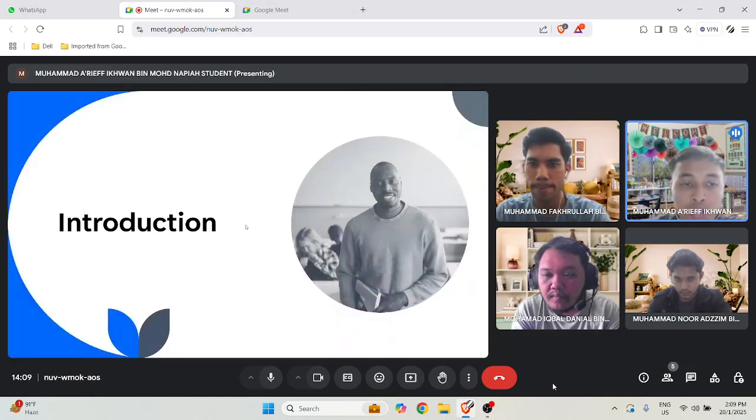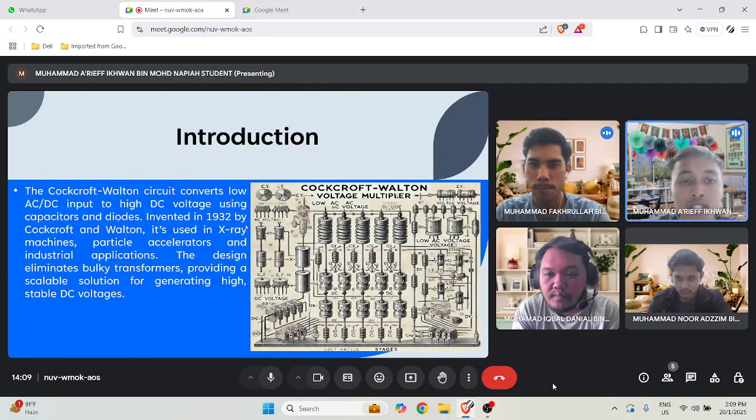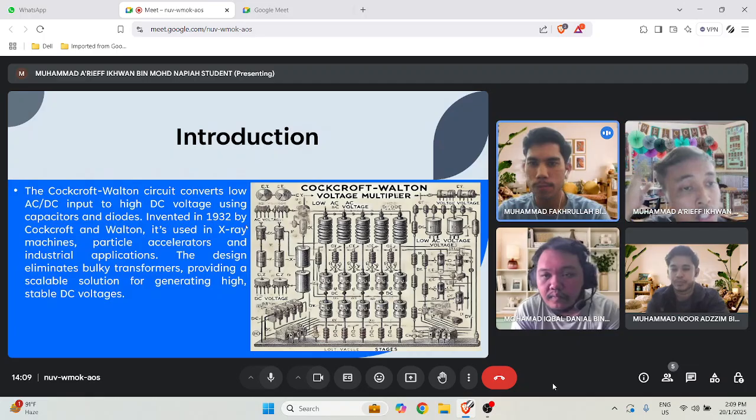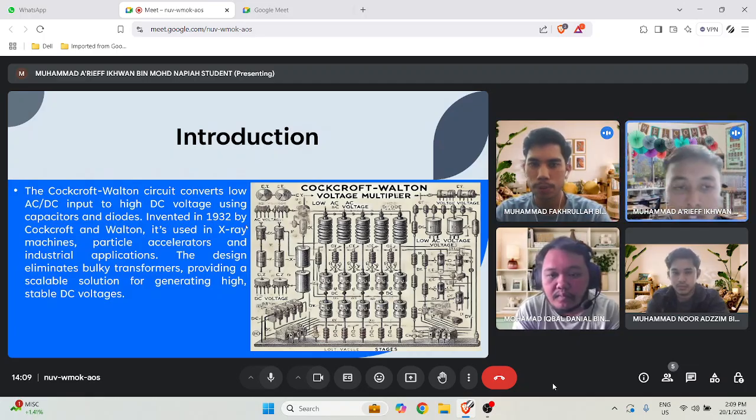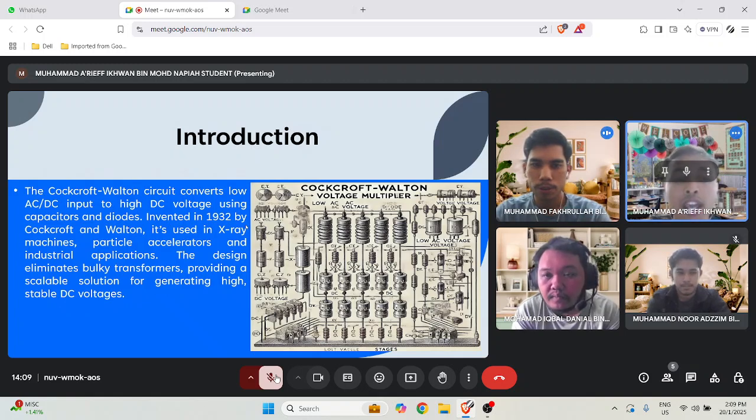For the introduction, the Cockcroft-Walton circuit converts low AC or DC input to high DC voltage using capacitors and diodes. Invented in 1932 by Cockcroft and Walton, it is used in X-ray machines, particle acceleration, and industrial applications. The design eliminates the bulky transformer, providing a scalable solution for generating high, stable DC voltage.